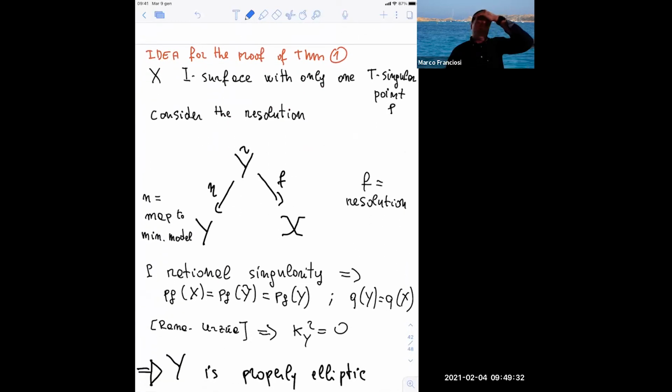So now let me show you an idea for the proof of theorem 1. So we start with X, an I-surface with only one T-singular point P, and we consider the resolution Y tilde onto X and the contraction to a minimal model. Since P is a rational singularity, we have pg of X equal to pg of Y, and q of Y is equal to q of X.